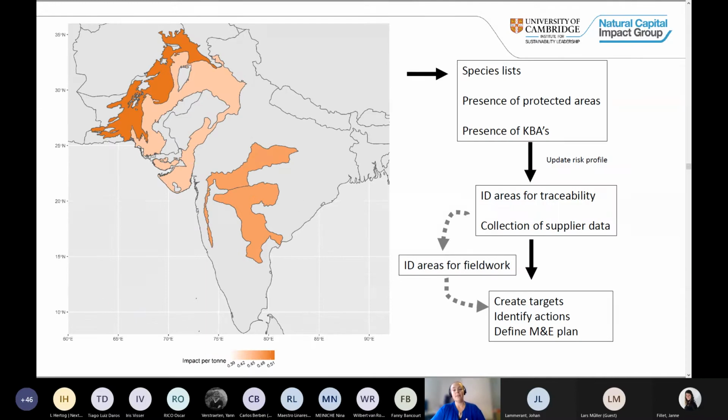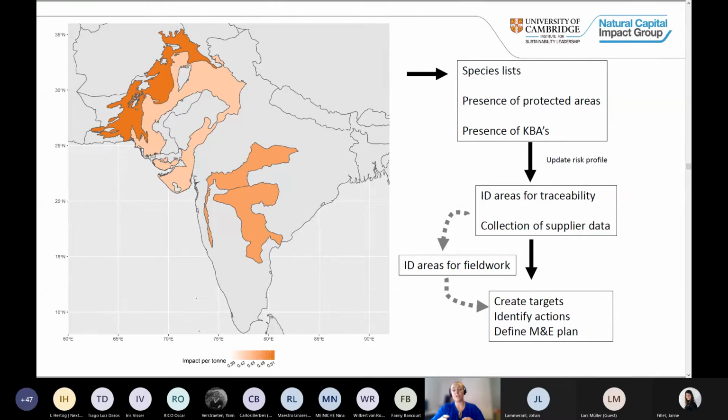So for example, it may be that you have subnational data on your sourcing. So the first thing you might do is run the biodiversity impact metric and then get an idea of where those high risk regions are. And then within those regions, you might start to look for alternative data sources that can give you a little bit more information. So things like the IBAT data, which can provide you with information like species lists, presence of protected areas and key biodiversity areas. And you might use this information to then update your risk profile of your sourcing. So you might also use this to start prioritizing areas for traceability and the collection of more precise supplier data.